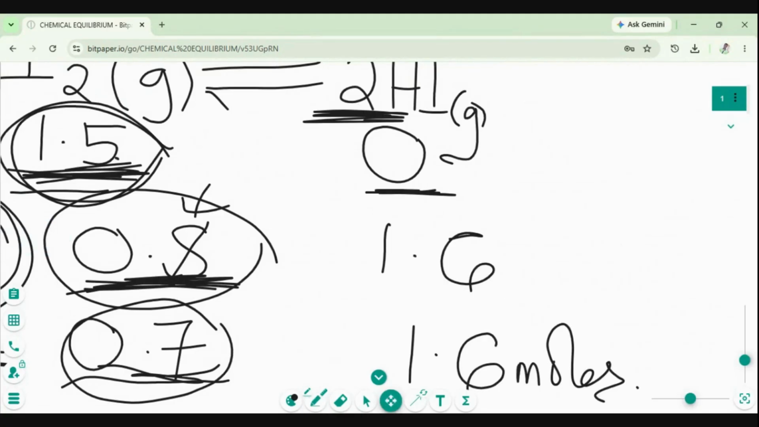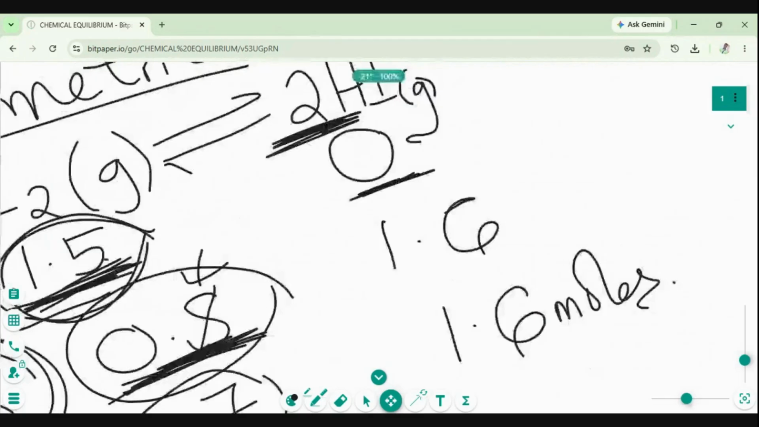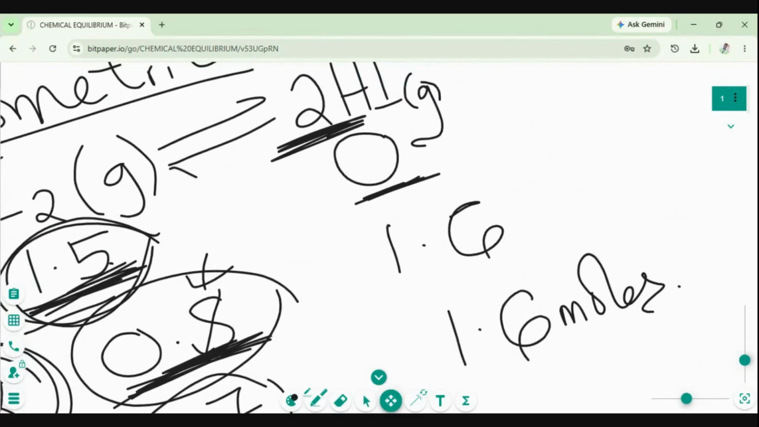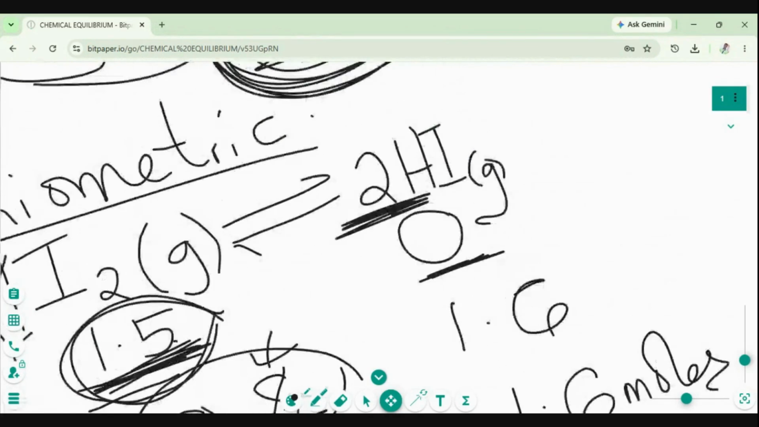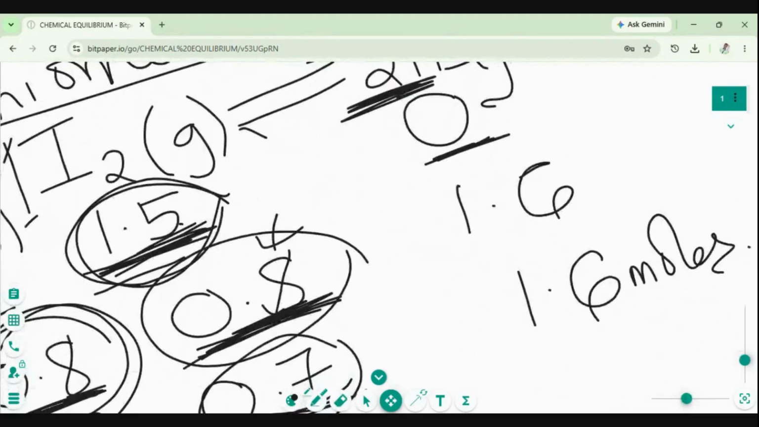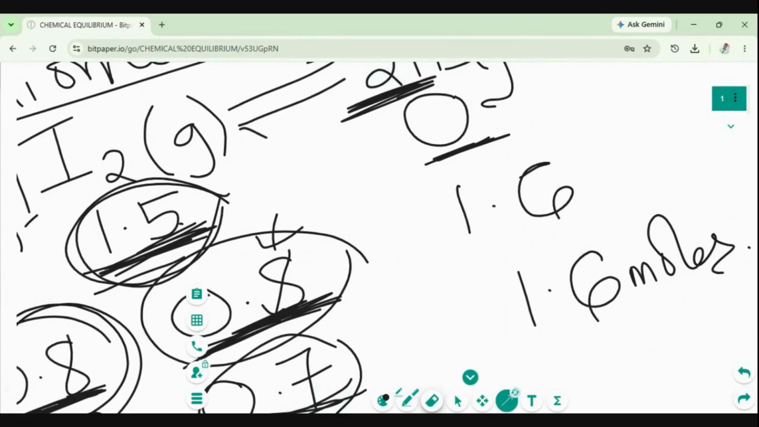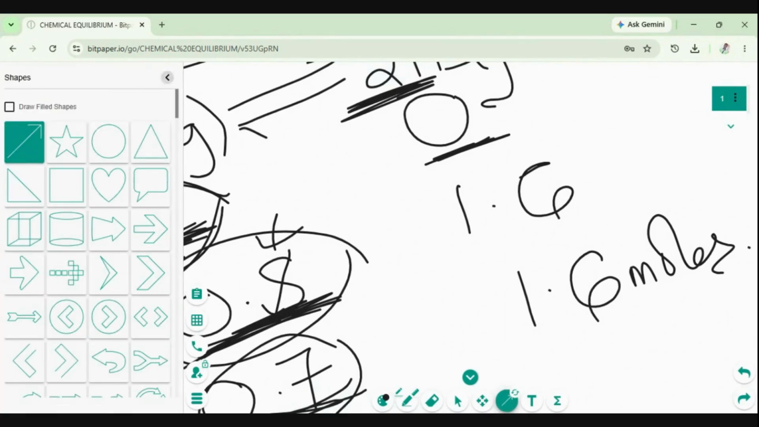So what does that mean? If I try to minimize this, oh, that's a little error. I try to, just a moment.